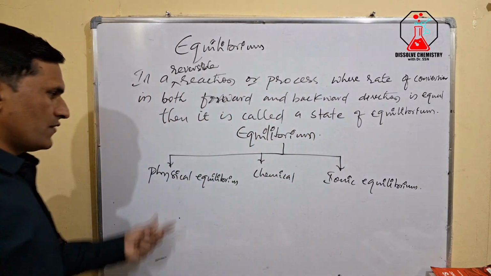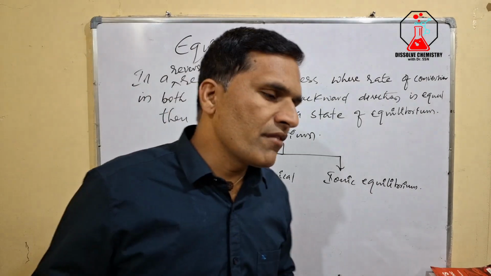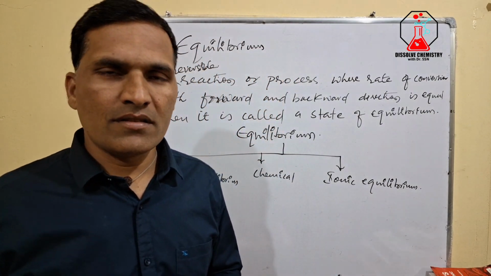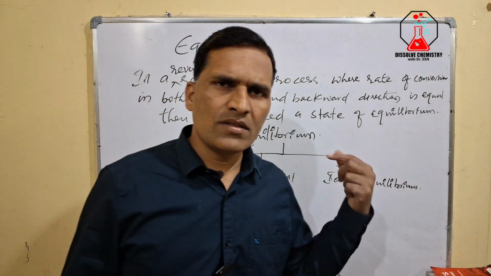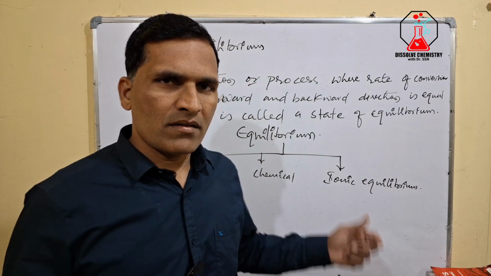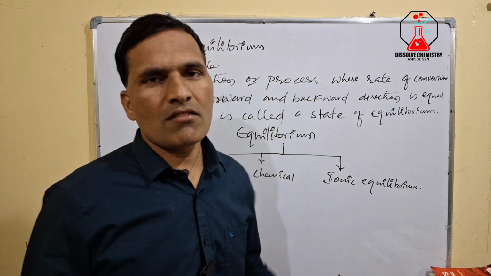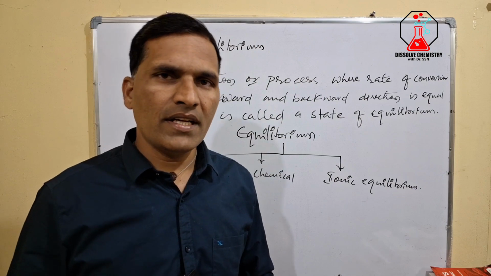Okay. Physical equilibrium, you can take as an example the equilibrium between liquid and vapor phase. Chemical equilibrium, many reactions. Already we have seen Haber's process of manufacturing ammonia. So that is a chemical equilibrium. Ionic equilibrium, you can take the dissociation of a weak acid as one of the examples.